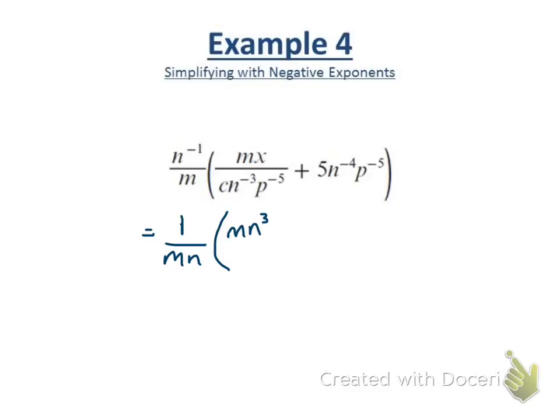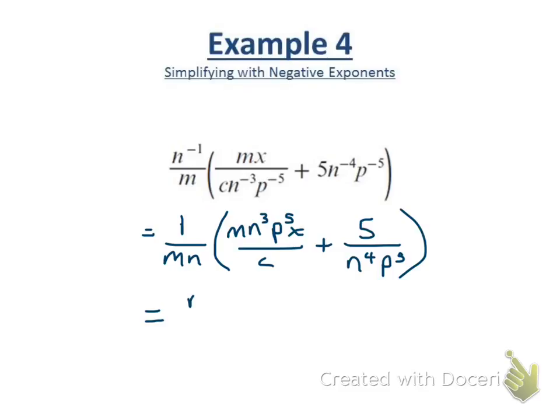Yeah. That is M-N to the third, P to the fifth, X over C. Good. Plus, you should move that n negative, right? So that'll be 5 over N to the fourth, P to the fifth. Very good. Well done. What's next, Cooper? And then you distribute, and you get mn to the third x p to the fifth over mnc plus 5 over mn to the fifth p to the fifth. You said N to the fifth, P to the fifth.